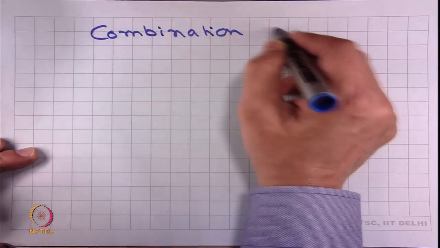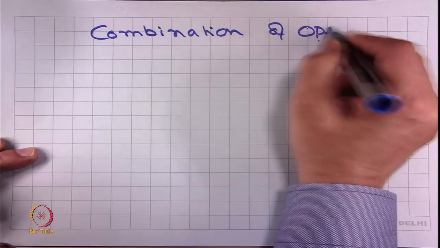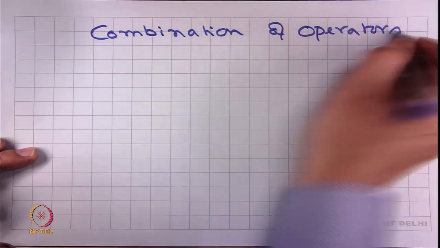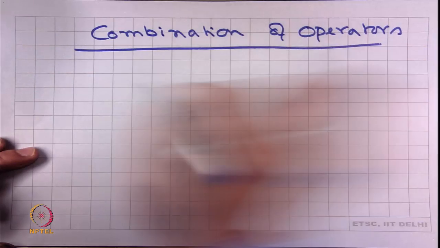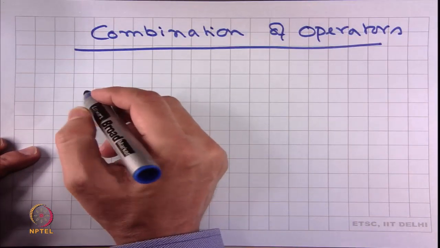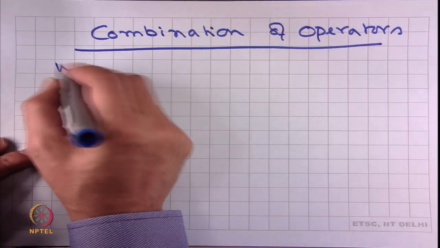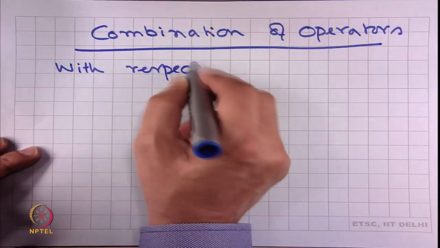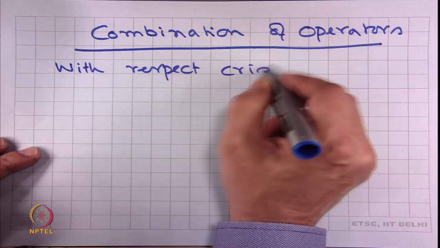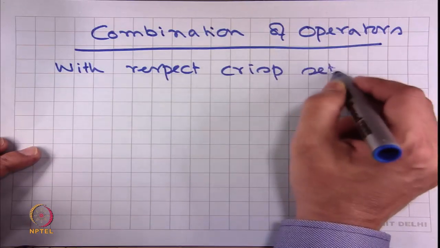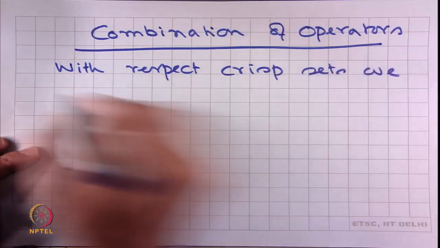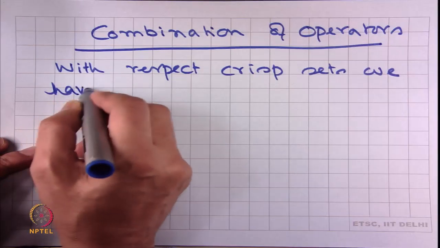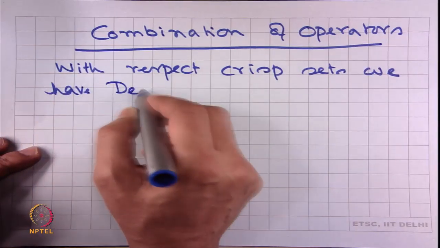Combination of operators with respect to crisp sets, we have De Morgan's law.